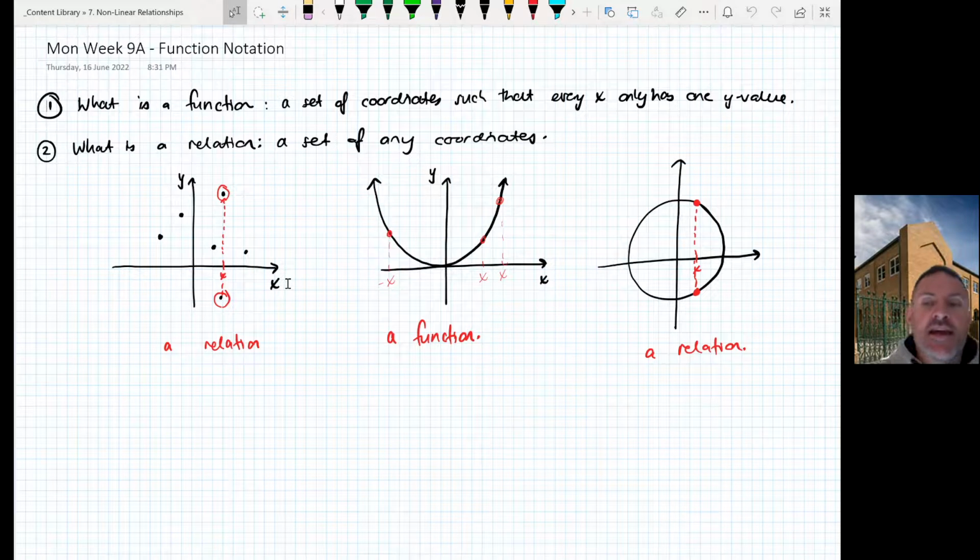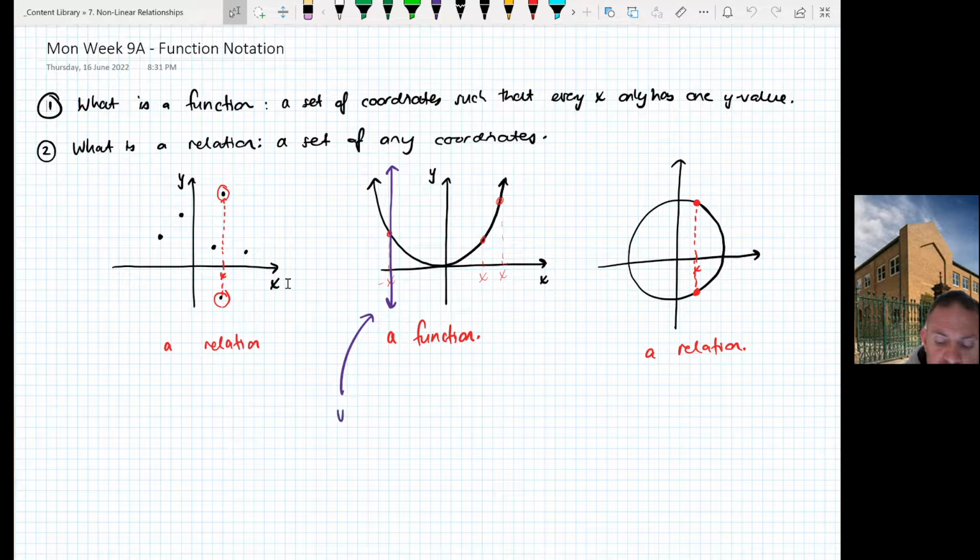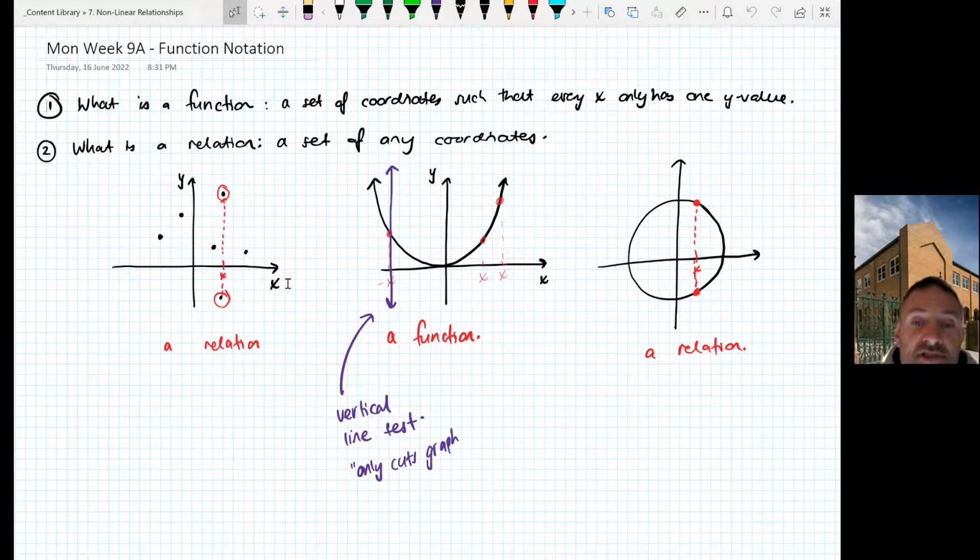Now, you might think that sounds all really confusing, and guess what, guys? It's actually not, because there's a really quick way for us to determine whether we have a function or a relation. We call it the vertical line test, and I'll get you to write that down. The vertical line test is a really quick way to figure out whether you have a function or just a relation. If it only cuts the graph once, then it is a function.